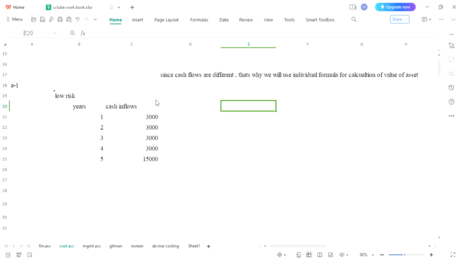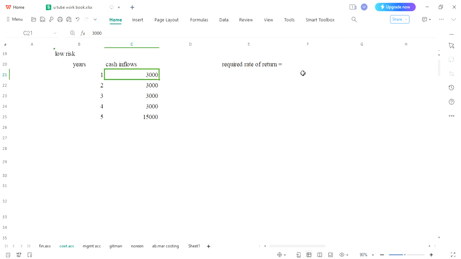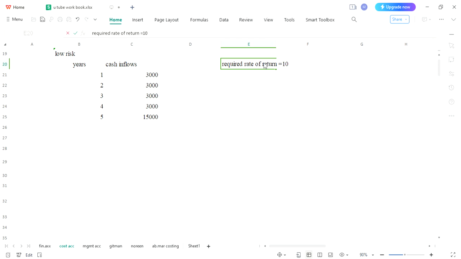Next, we are provided with the required rate of return, and since we are going for low risk, required rate of return is 10%. Okay, so let's put 10% over here. For our formula, we need only two things, cash inflows and required rate of return.